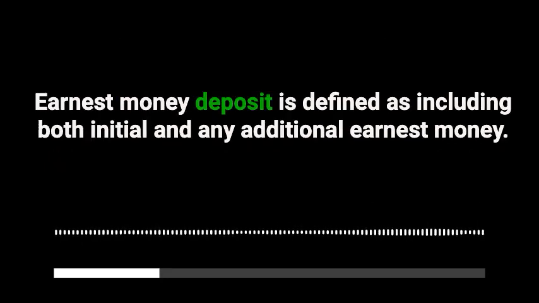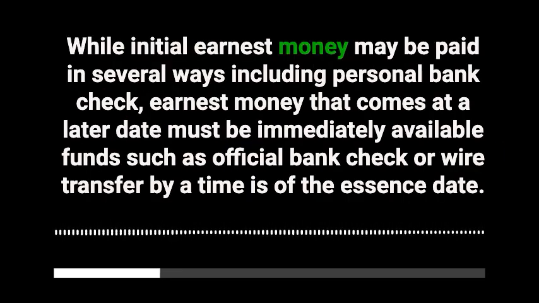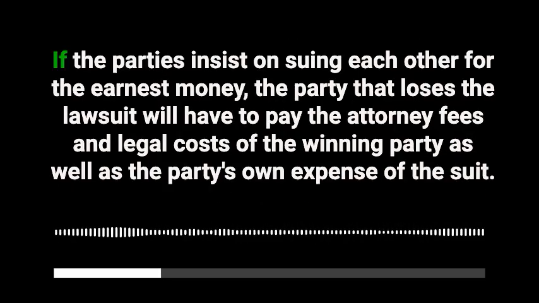Earnest money deposit is defined as including both initial and any additional earnest money. While initial earnest money may be paid in several ways, including personal bank check, earnest money that comes at a later date must be immediately available funds such as official bank check or wire transfer by a time is of the essence date. If the parties insist on suing each other for the earnest money, the party that loses the lawsuit will have to pay the attorney fees and legal costs of the winning party as well as the party's own expense of the suit.